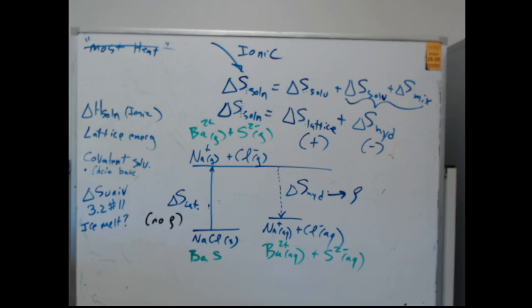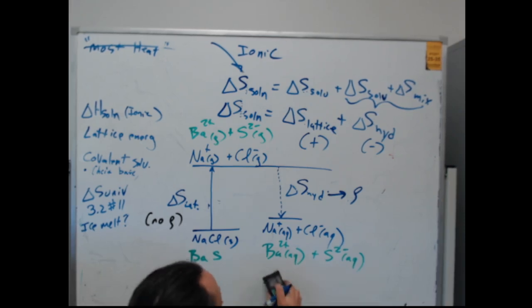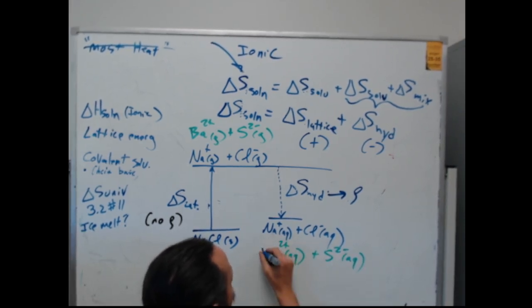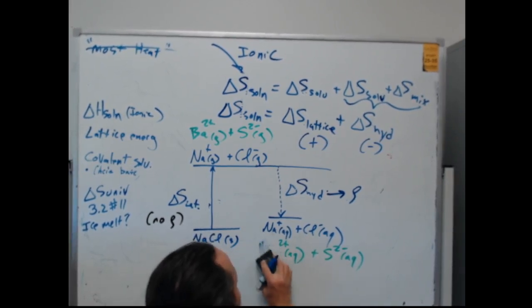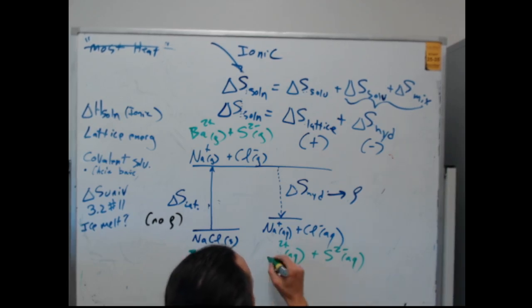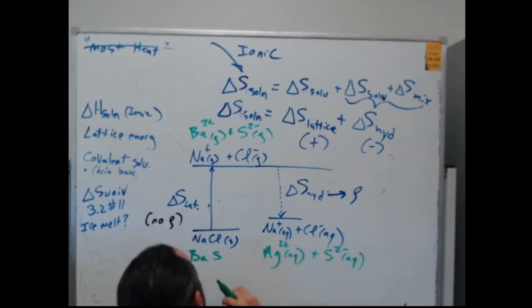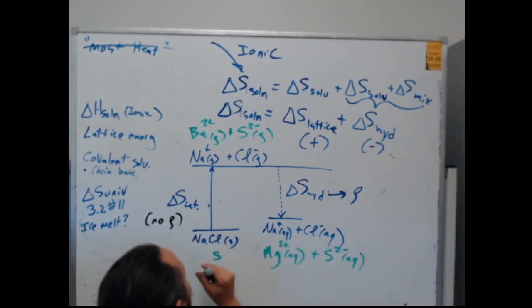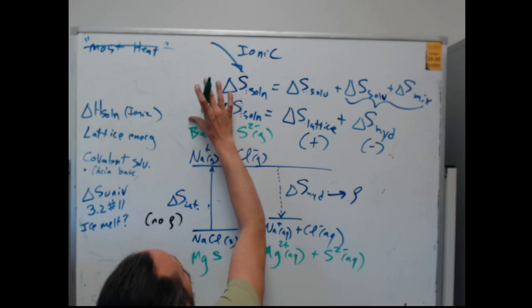But barium has a really big radius, so that's going to mess up the charge density. I probably should have used magnesium. I'm going to do just one switch to make it less complicated and look at magnesium sulfide, because I don't want us to worry about charge and radius at the same time yet. So instead of barium, I used magnesium.